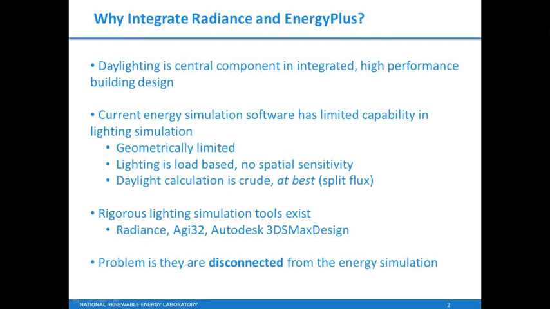There's a lot of geometric configurations that an architect might want to construct to help daylighting get into a building, but a lot of those can't actually be simulated, the light transport through those spaces, with a lot of the energy simulation software. And then the algorithms that they use to compute the daylight resource and the electric light response are crude at best. There are good lighting simulation tools out there, Radiance being probably the gold standard, but there's also commercial software like AGi32 and 3ds Max Design, which is an Autodesk product.